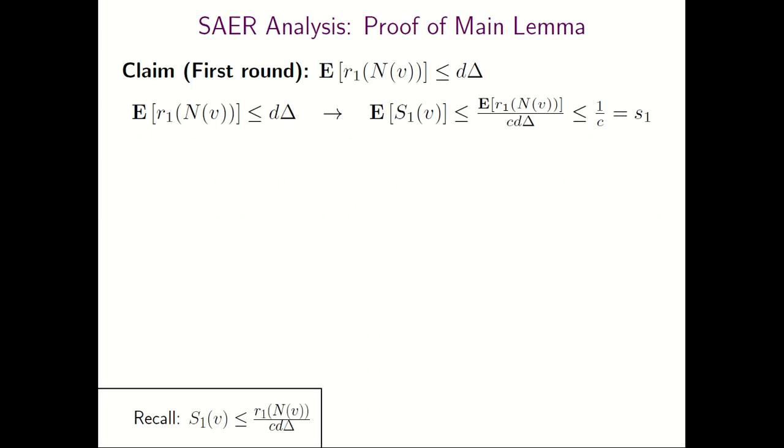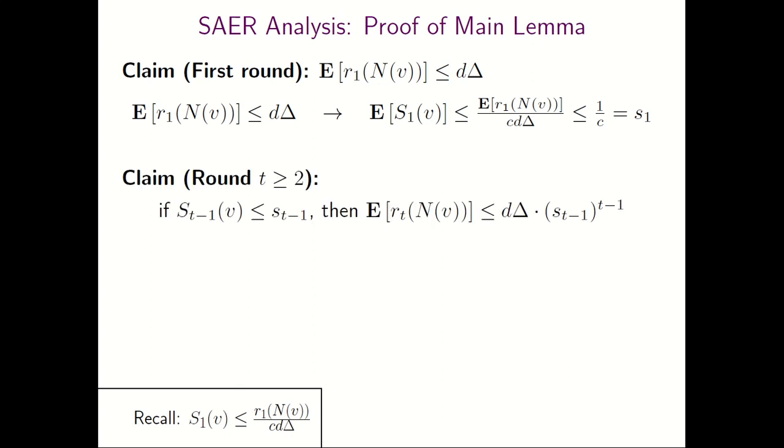Then, to prove the main lemma, we first bound the expected value of the number of requests that the neighborhood of v receives in the first round. And we prove that this expected value is bounded by d times delta. This implies that the expected value of the fraction of burned nodes in a client's neighborhood in the first round is bounded by 1 over c, and we call this quantity S_1.